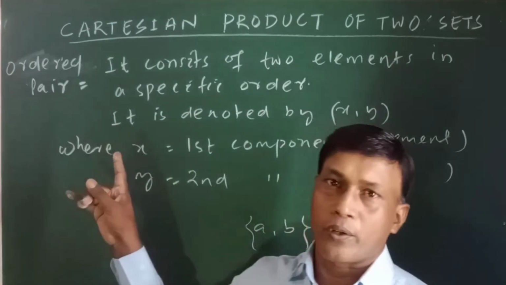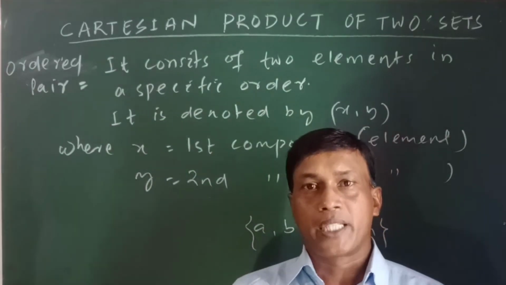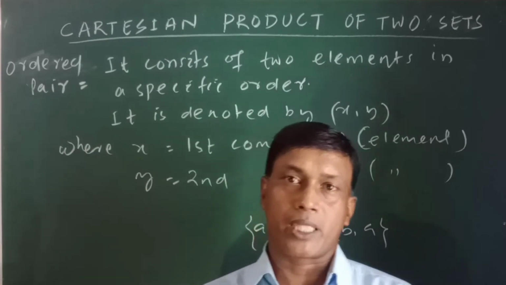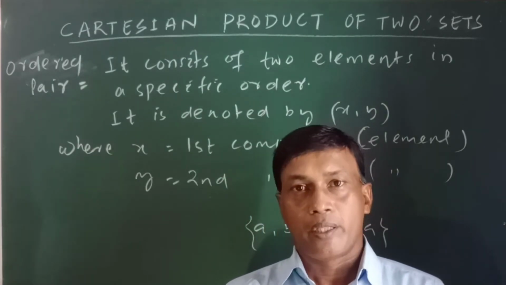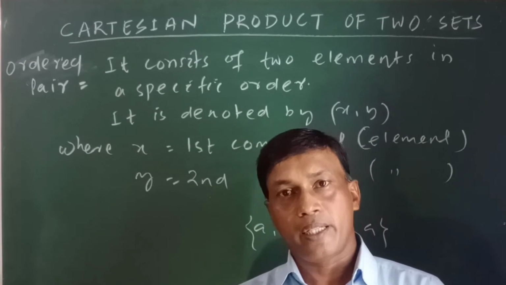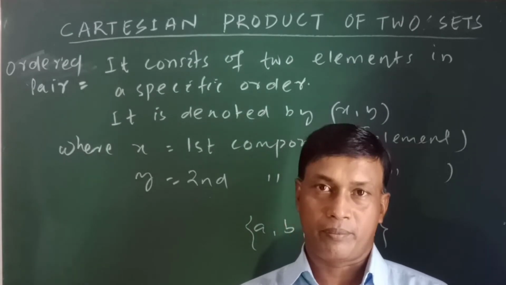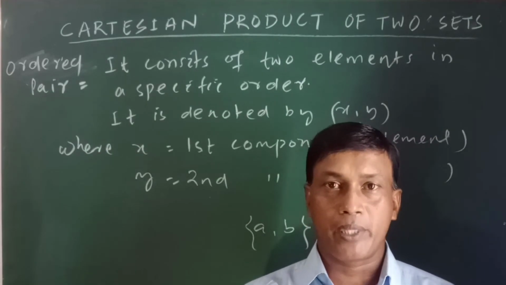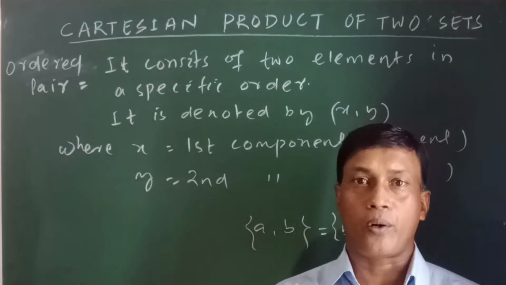But what is an ordered pair? An ordered pair means it consists of two components or two elements but with a specific order. If A is in first position, then A will stay in first position. It has a specific order. So when two elements are arranged with a specific order, then it forms an ordered pair.